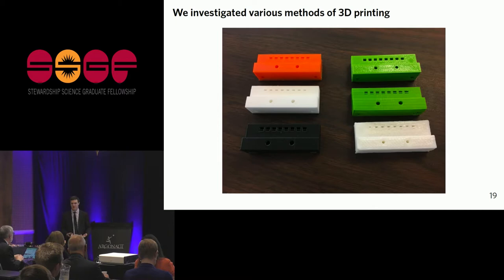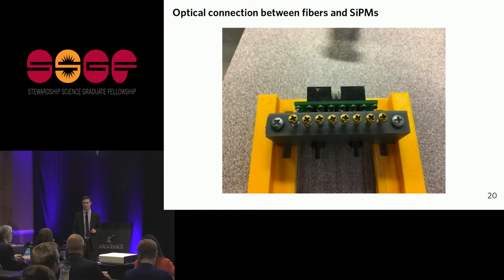Compared to the printers we saw at Livermore the other day, this is easy. But for us with no budget, this was non-trivial. Eventually we settled on a Formlabs SLA printer, and that's what was able to reproduce the detail we needed. So fibers come in, you put in a set screw, it holds them in place, and you can optically couple it to a SiPM board.